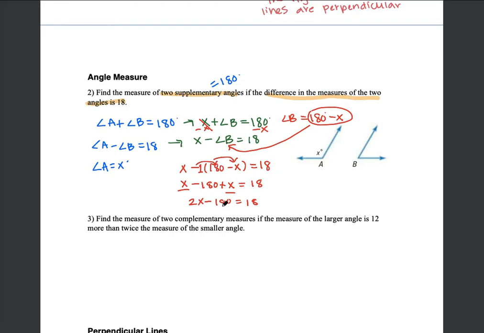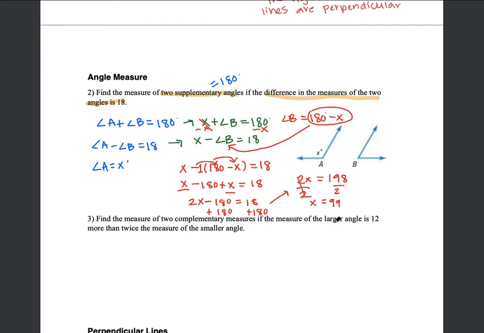I'm still trying to solve for x. I'm going to add 180 on both sides. I'm just going to rewrite this over here. So I have 2x on the left is equal to 18 plus 180. That's 198. My last step is to divide both sides by 2. So I'm left with x is equal to 99.